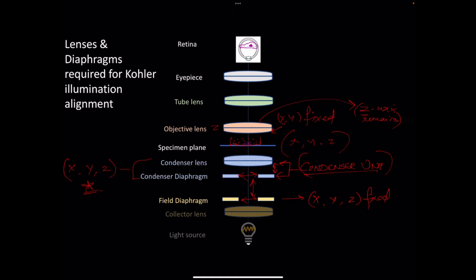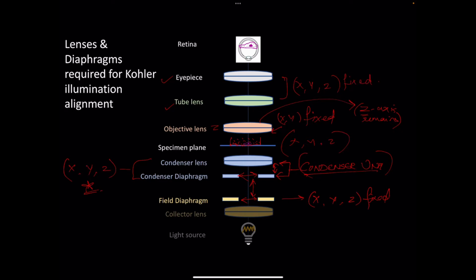We cannot move it in x and y direction, but after that we have a tube lens and eyepiece, both of which are fixed in their position in terms of x, y and z. I don't think any of you would have moved the tube lens, and especially the eyepiece. Although it can be removed from its place, when it is fixed in place in the microscope, it cannot be moved from one place to another. That's why the x, y and z of these two optical elements are also fixed.